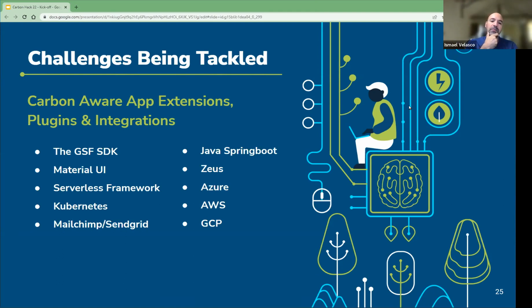Zeus, this is deep neural networks and AI. You have Azure, AWS, GCP extensions. So this is a whole area that people are targeting, and there might be other tools you might want to target. Like if somebody could create a Zapier integration for this, you've suddenly allowed 2,000 apps to become carbon aware, or 5,000 apps. So there's a lot of room here. Next slide, please.